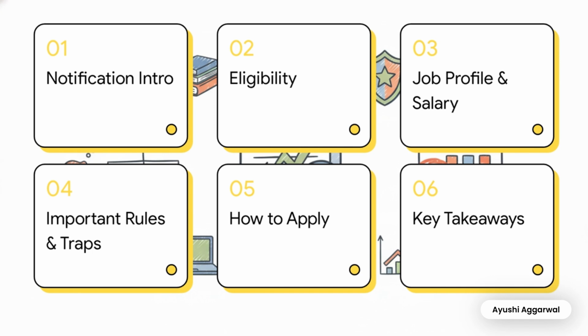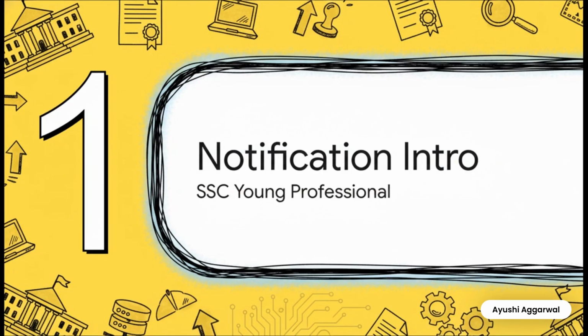Here's a quick look at our roadmap for today. We'll start with the basics of the notification, then dive deep into eligibility, job profile, and salary, those tricky rules and exam traps, how to actually apply, and finally, we'll wrap up with the key takeaways. Ready? Let's go. Okay, so to make this super practical, we're going to use a real-life example.